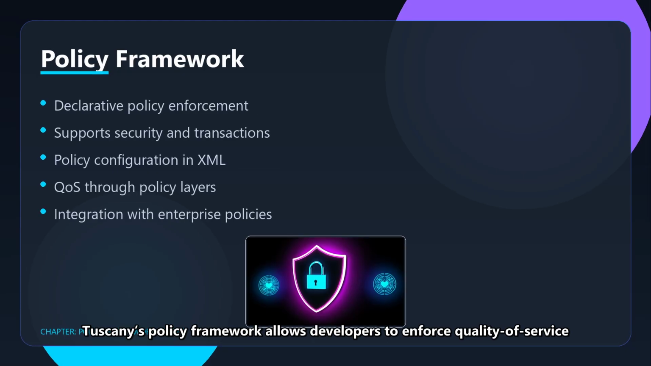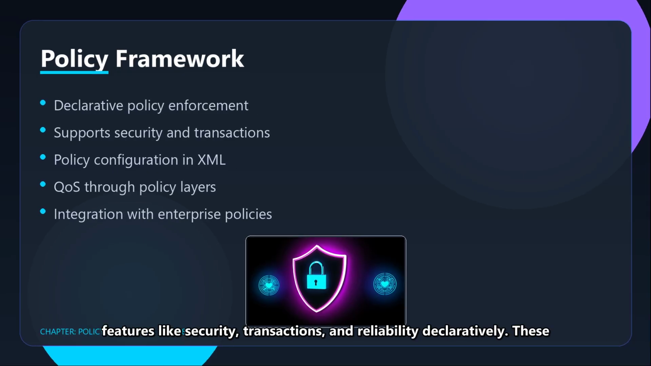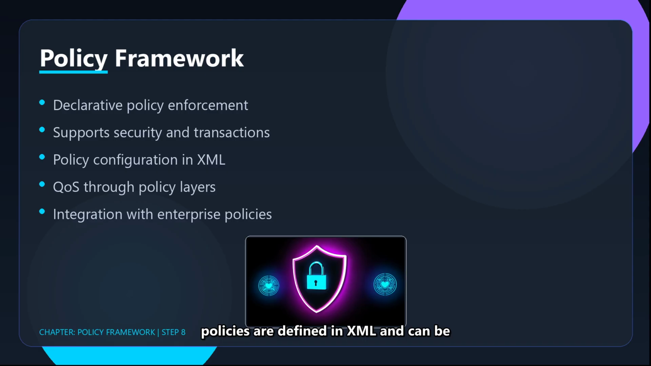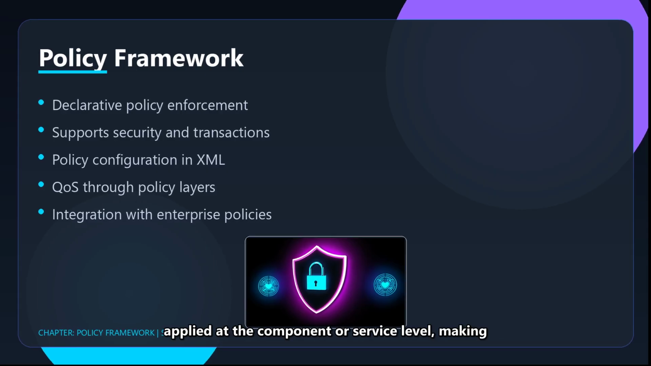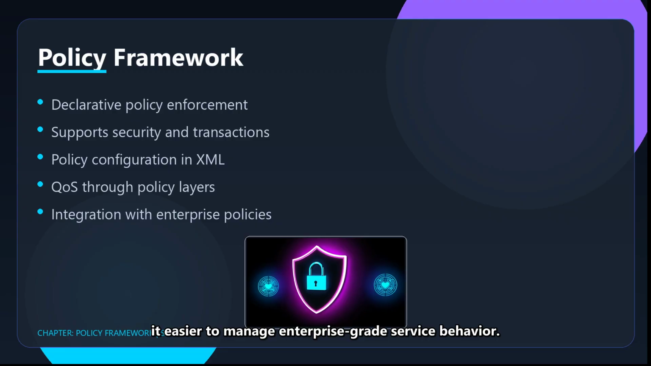Tuscany's policy framework allows developers to enforce quality of service features like security, transactions, and reliability declaratively. These policies are defined in XML and can be applied at the component or service level, making it easier to manage enterprise-grade service behavior.